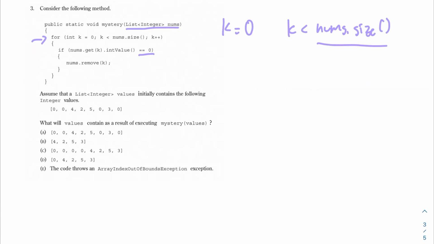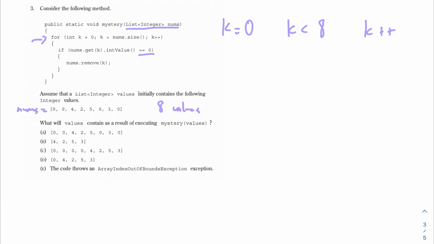We're being told that the nums that's being passed in is this list, and it has 8 values inside of it. So for our bounds, the first loop is going to be k is equal to 0, k is less than 8, and then k++.